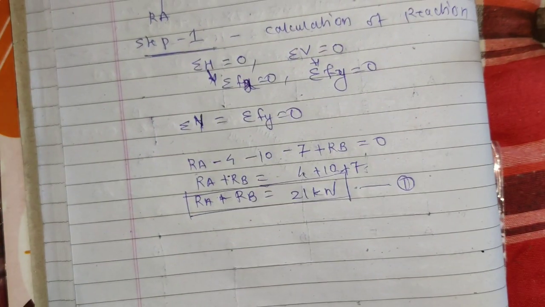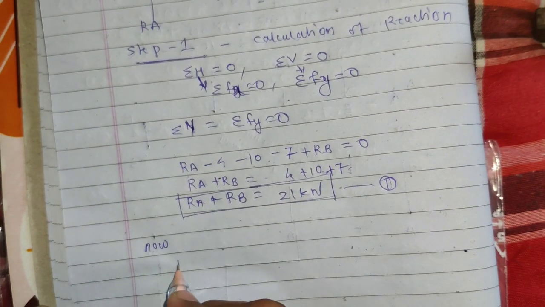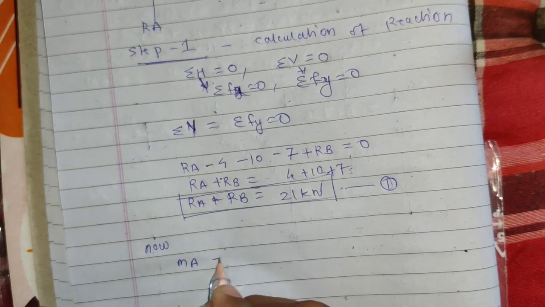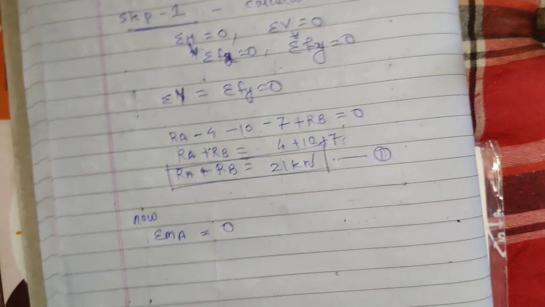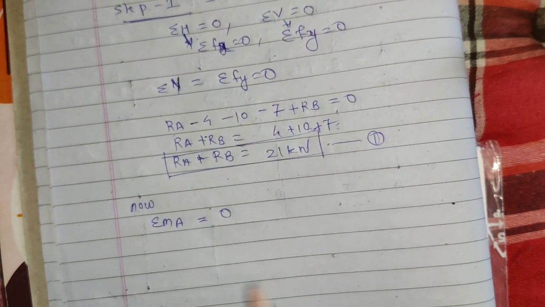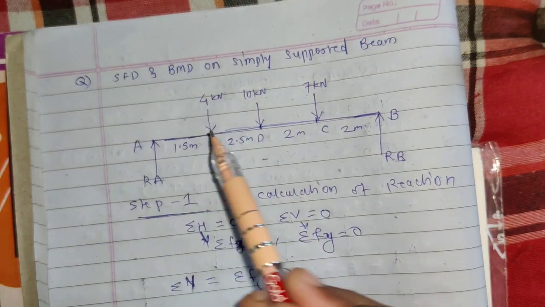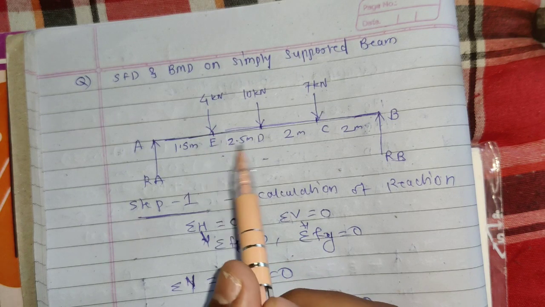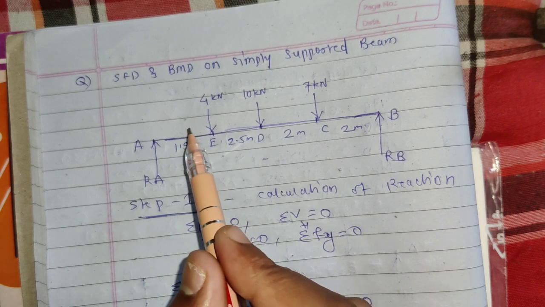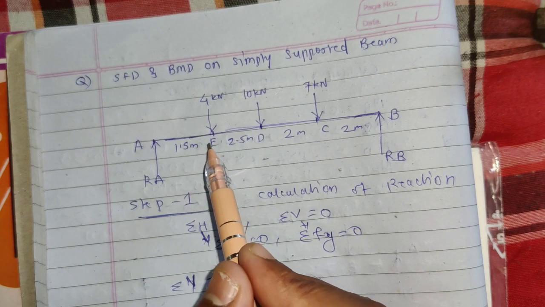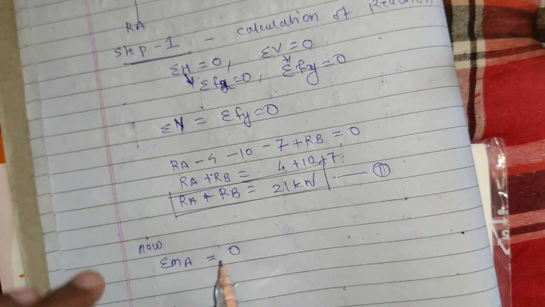So now we will take the moment at point A, which equals 0. Summation of Ma equals 0. In the Ma, all the anti-clockwise movement we will take as positive and clockwise as negative. So we will solve that.